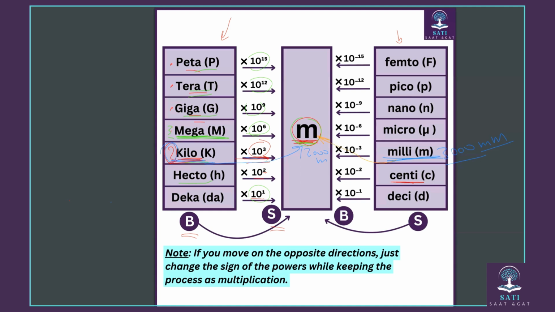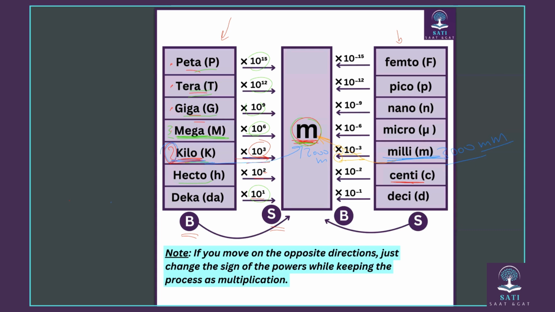So what is my way? My way goes along with these directions, right? So I need to multiply by 10 power negative 3. 10 power negative 3 means the same as multiplying by 0.001. So multiplying 3,000 by it, you will get what? You will get 3 meters. So 3,000 millimeters, if you want to change it into meter, you need to multiply it by 10 power negative 3. It will give you exactly 3 meters.